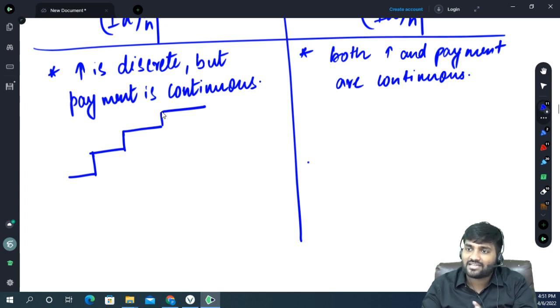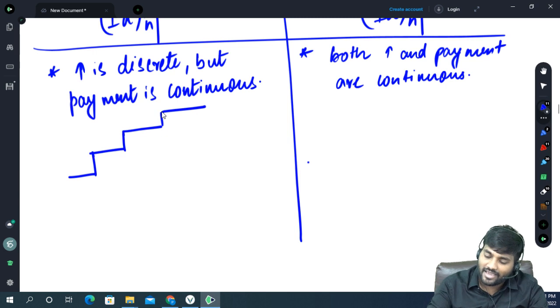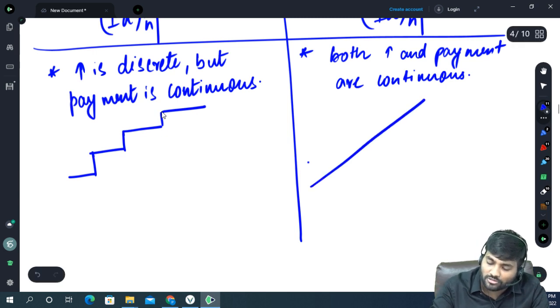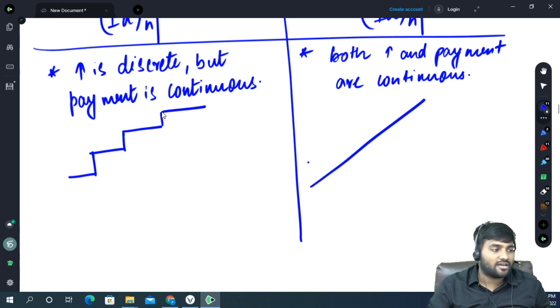But the payment is continuous. In the first year the payment will be 100 but it will be continuous. In the second year the payment will be 200 but it will be continuous. In the third year the payment will be 300 but it is continuous and so on. But here the payment and the increase both are continuous. So draw the graphs.